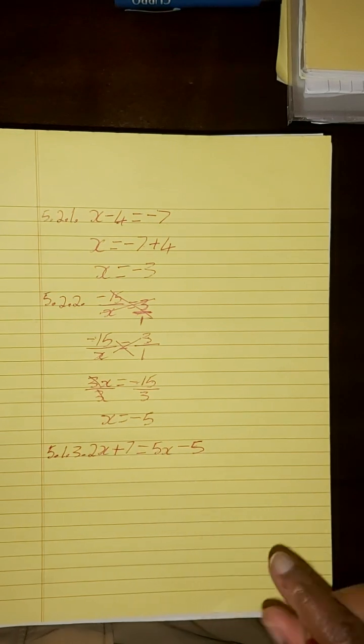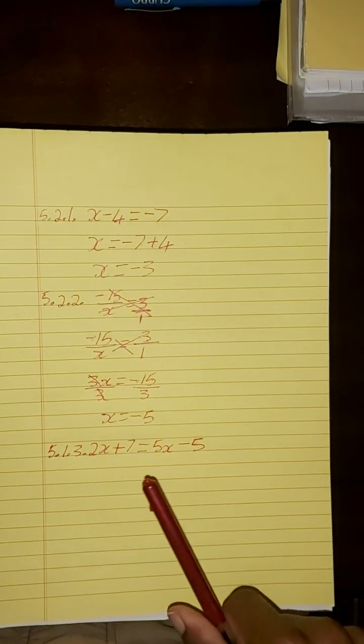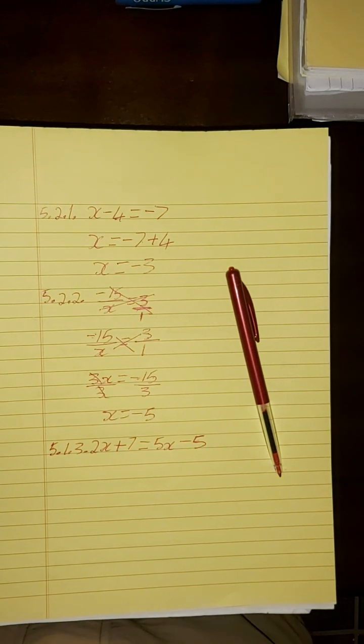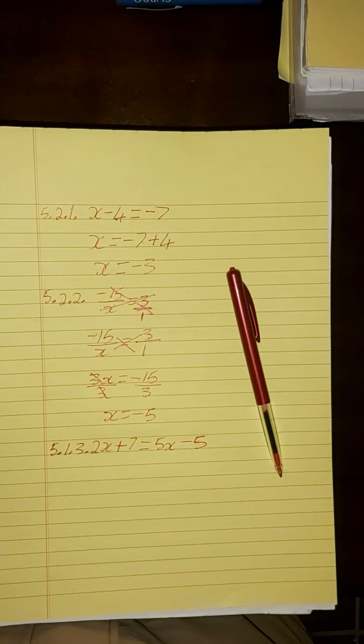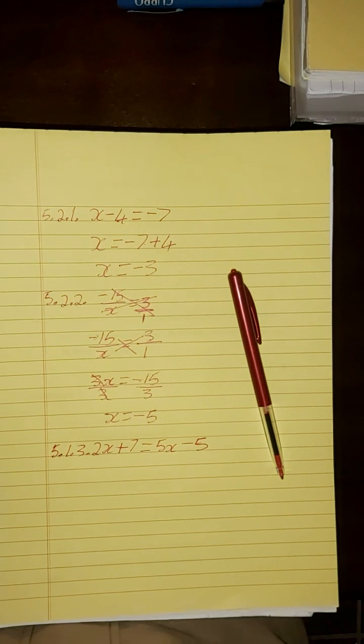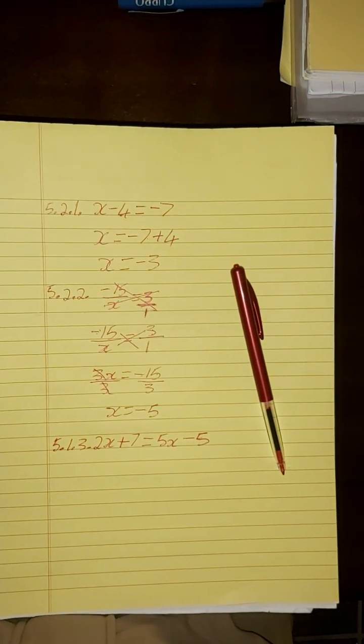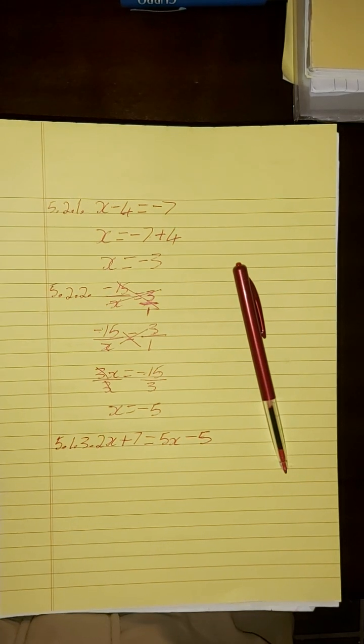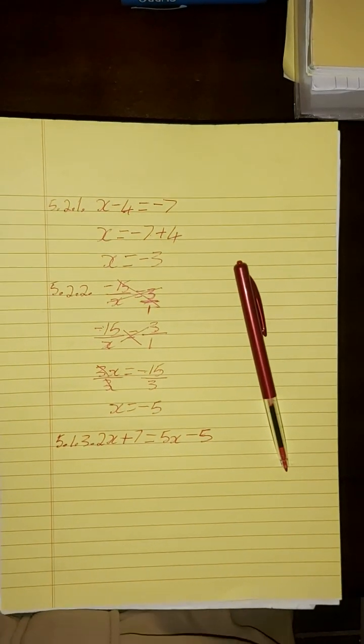Okay, guys, here's our third problem. Here we're following the same thing, guys. We're saying that we want everything that is x to be on the left, and whatever does not have the variable x to be on the right. That simply means, guys, we are adding our like terms.